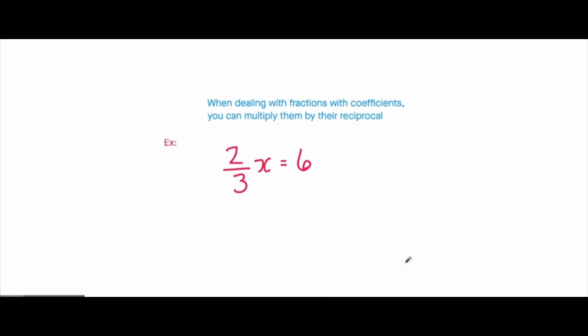When dealing with fractions as coefficients, we can multiply by their reciprocal. So here we have an example. We have 2/3 x equals 6. When we talk about reciprocals, we basically switch the numerator with its denominator. So to isolate x in this situation, we can multiply both sides by 3 over 2, because this is the reciprocal of 2/3.